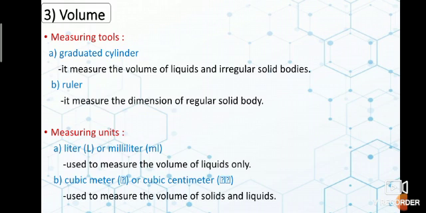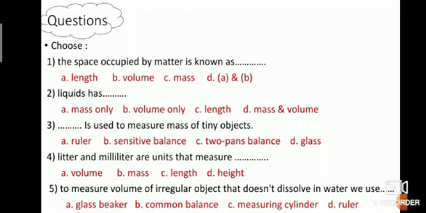Now let's move to the questions. The first question is choose. Let's read together. The space occupied by matter is known as, I will give you 5 seconds to think. The first answer says length, second is volume, third is mass, fourth is area. The answer is volume.